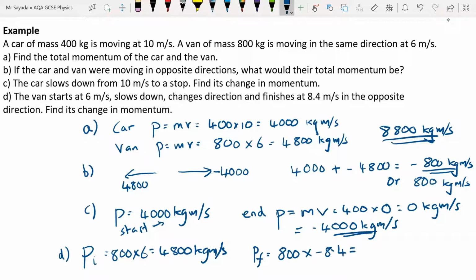You're always allowed to use a calculator. So I'm going to do that on my calculator now. And I get minus 6,720. The difference between those two numbers, so I'm going to do minus 6,720 minus 4,800, and that gives me a change. Let's actually use the delta symbol. The change in momentum of minus 11,520 kilogram meters per second. Mark those answers, make sure you understand them, and then let's move on.